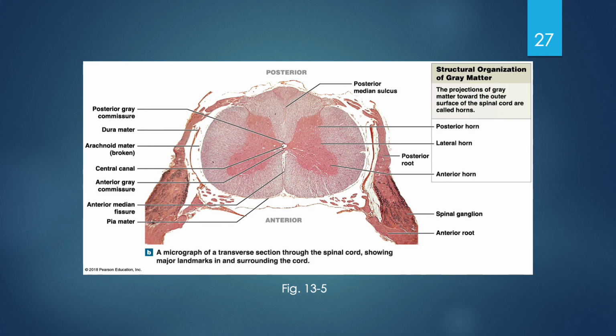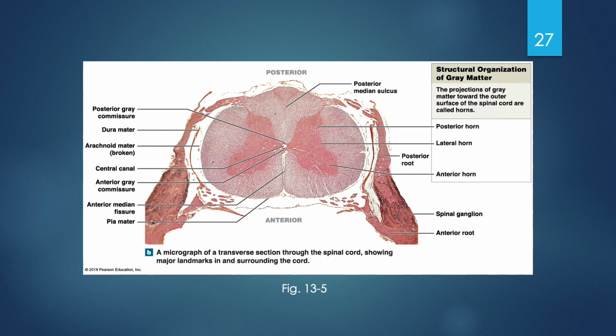Figure 13.5 from your text is a micrograph, or this is an image microscopically of a cross-section, specifically a transverse section through the spinal cord on something that's called a whole mount, meaning that it's a really big slide that can hold the whole entire cross-section of the spinal cord. So this whole mount here is going to show us microscopically what an H&E stain looks like, which is hematoxylin and eosin, which is our standard stain in the lab. So at the superior aspect of the picture, we are looking at the posterior aspect of the spinal cord, and then the anterior is inferior on the image.